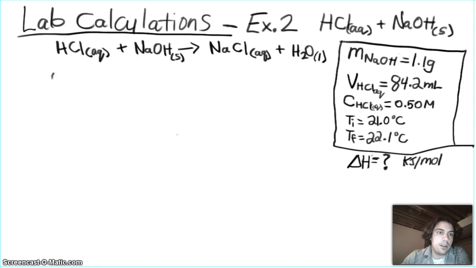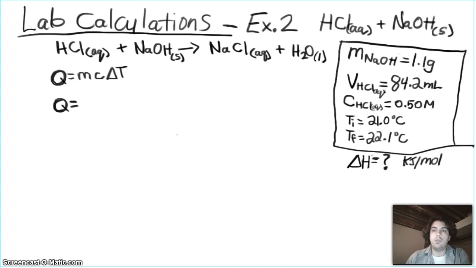Now, Q equals MC delta T, just like that. Well, in this case, the first thing we need is the mass. Now, notably, the mass we're talking about here is going to be the mass of the water.